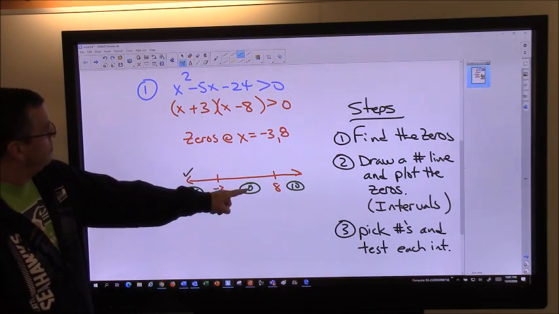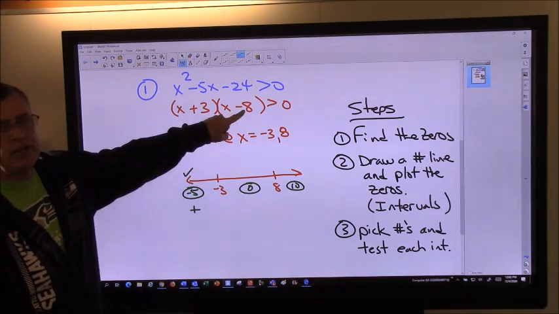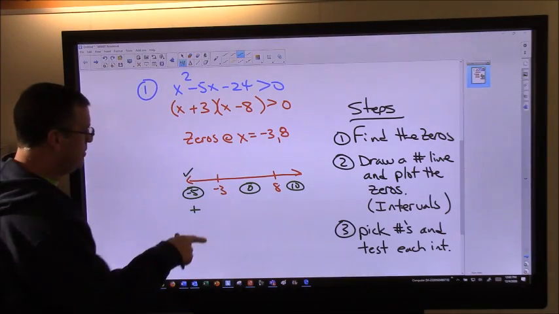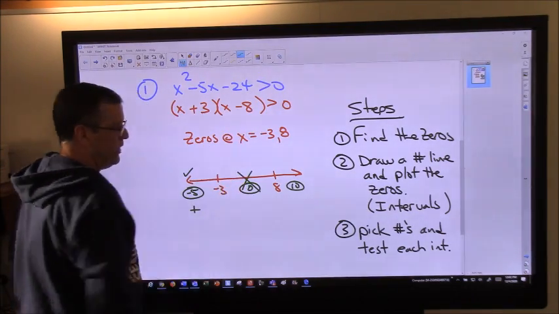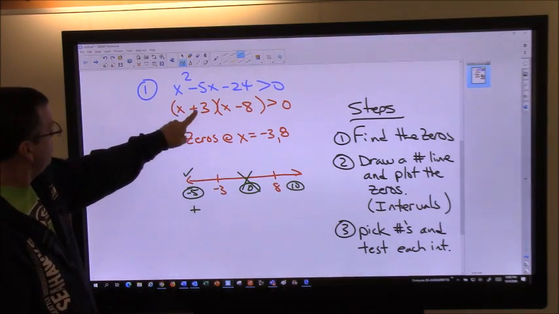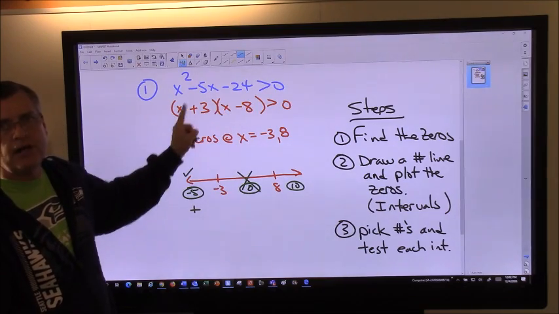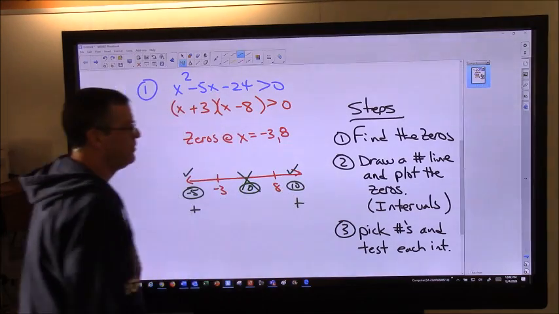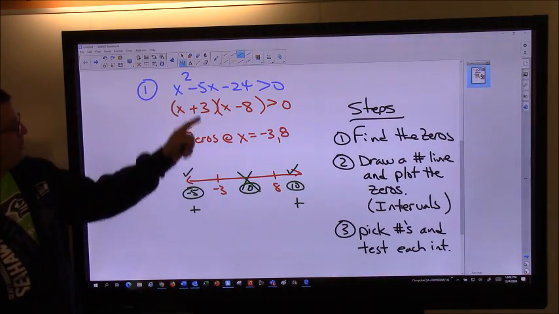Now I'll plug in a 0 and try it. Put in a 0 here, I'm left with +3. Put a 0 there, I get -8. Positive times a negative, that's negative. I don't want that. I want values greater than 0. So I'll just put an X there. And then if I try 10, 10 plus 13, that's positive. 10 minus 8, that's positive. Positive times a positive is positive. That checks out. And so now I found the intervals where this function is greater than 0.